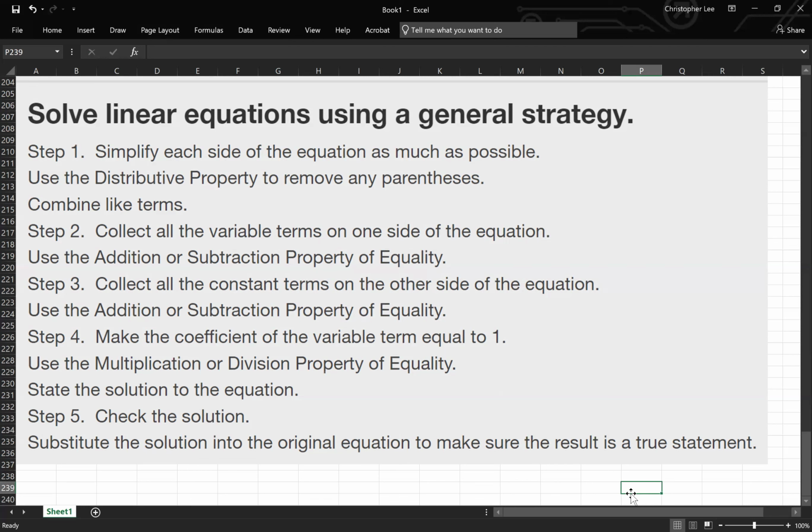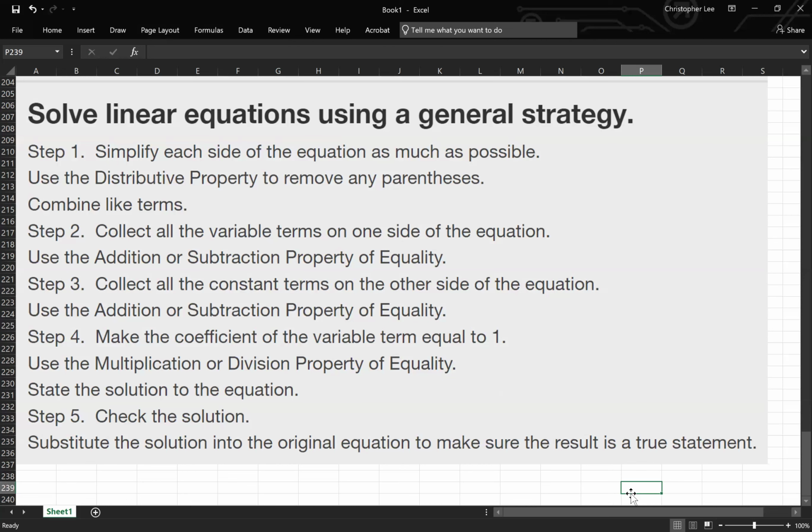Step three, you want to collect all the constant terms on the other side of the equation and use the addition or subtraction property of equality. So I want to put all my variables on one side, and then I want to put all my numbers on the other side. That's the goal.